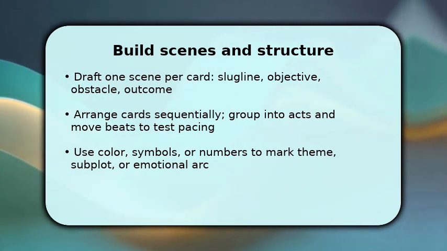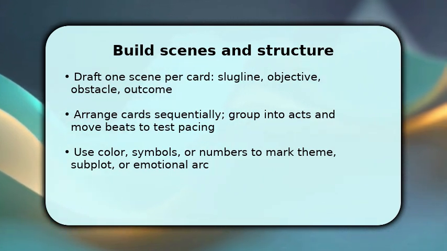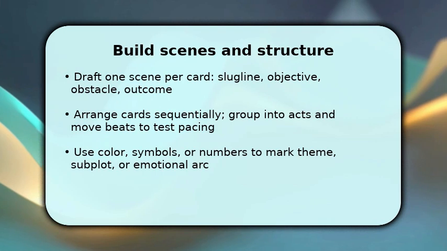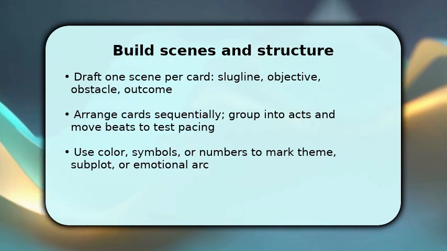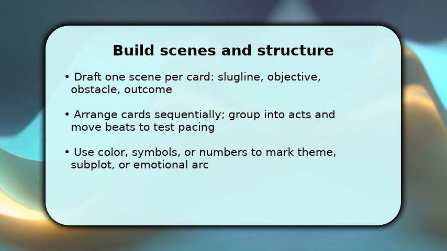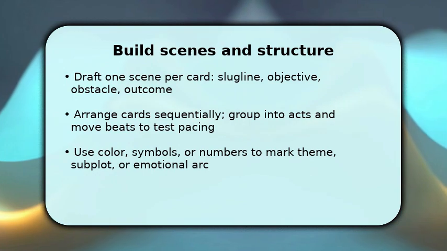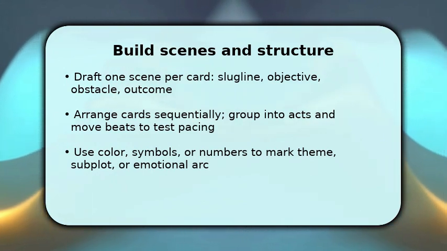Place cards in sequence and read through transitions to check cause and effect. If a scene doesn't forward the goal, flag or trim it. Once done, cluster cards into acts and scan pacing. Add connective scenes or shorten others to fix rhythm. Make sure to track subplot cards separately so they weave in without crowding the main arc.